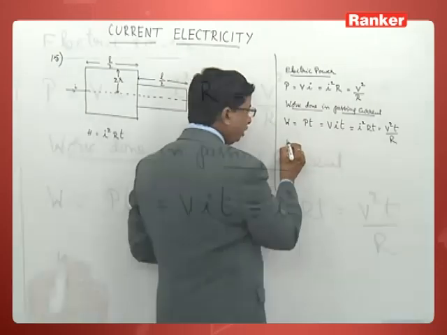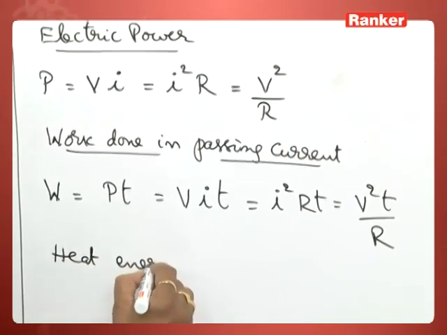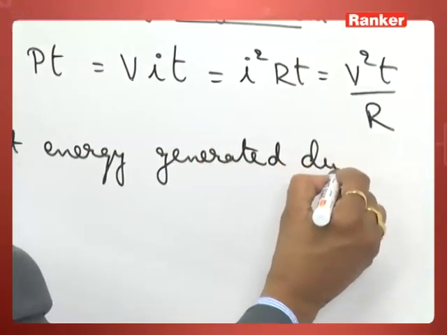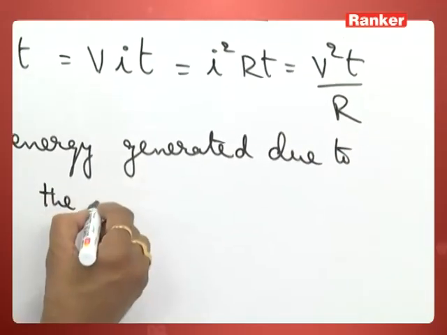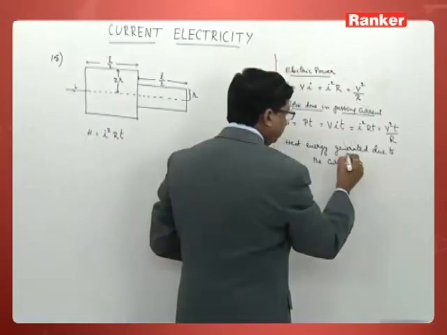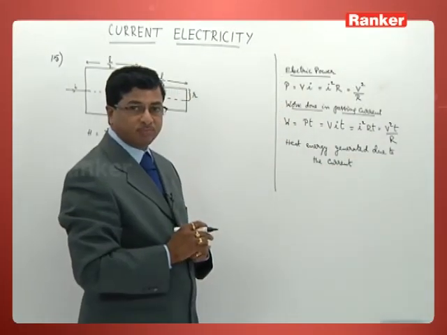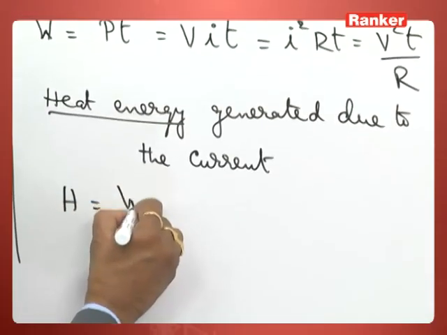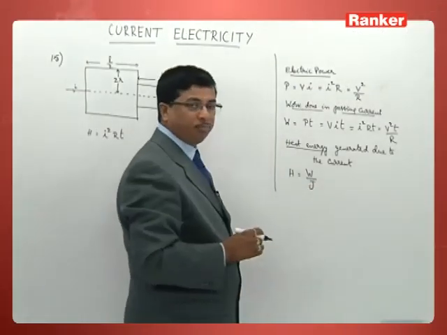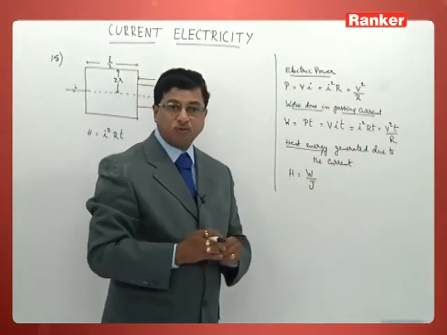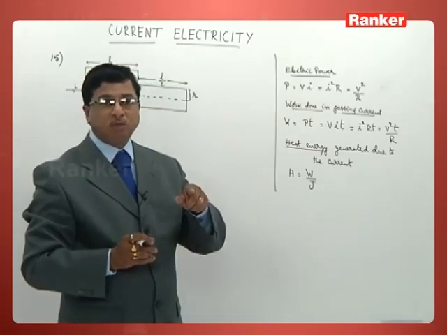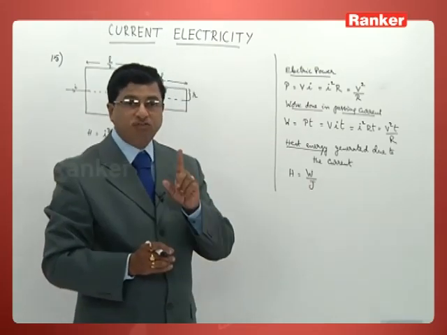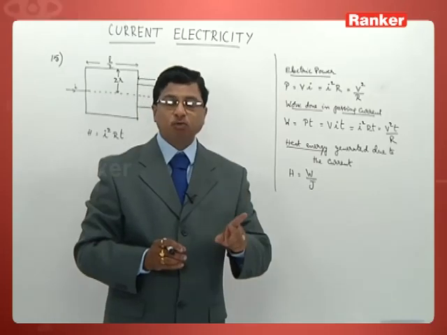But at the same time you can understand the heat energy generated due to the current that is flowing across the system. How do we calculate heat energy here? Heat energy can be written as W by J. All of you know this formula as Joule's law. W is equal to JH. H is equal to W by J, where J is called the mechanical equivalent of heat.